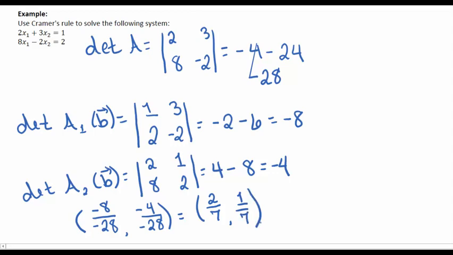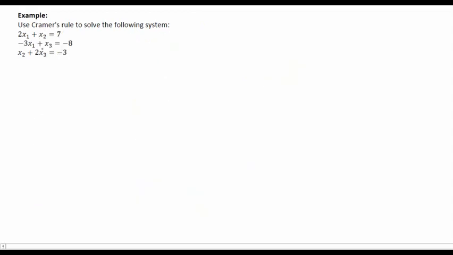Problems like this are where Cramer's rule comes in handy. If you were solving this by hand using matrices or any other method, you would encounter fractions. However, Cramer's rule eliminates us ever having to deal with fractions. Here's another example. So this one has 3 variables, so we're going to be dealing with 4 determinants.